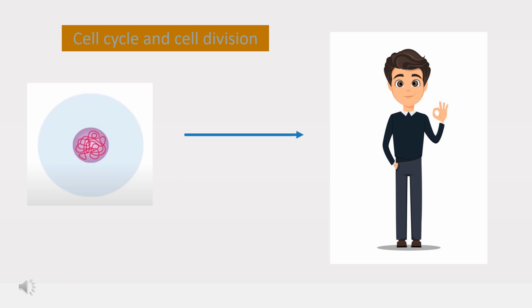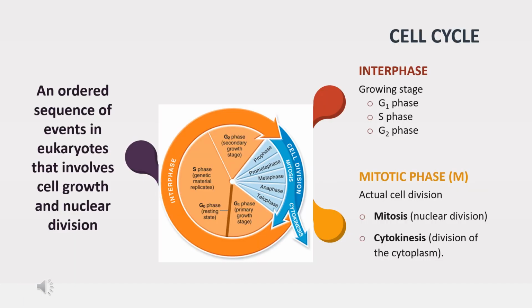We all know that all of the multicellular organisms begin life from a single cell. So how is this single cell then transformed into a larger organism? To comprehend this, we have to understand the concept of cell cycle and cell division. Let's begin with the definition. So how do we define cell cycle?